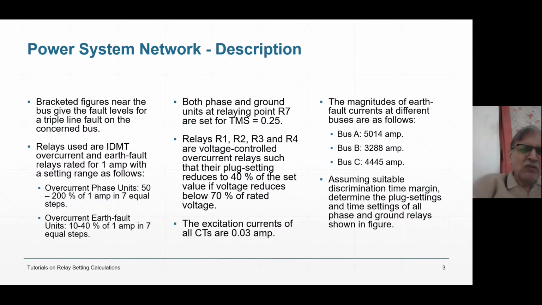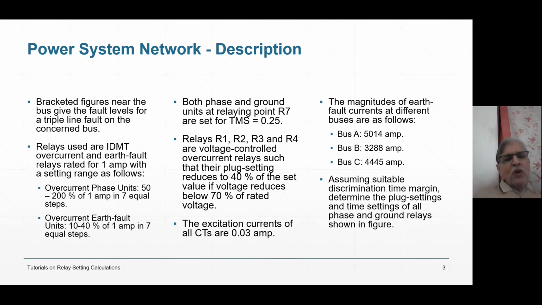the power system network description is like this, that the bracketed figures are showing the fault levels for triple line fault on the concerned bus, as we have already told. Relays used are IDMT overcurrent and earth fault relays, rated for 1 ampere with a setting range for overcurrent units 50 to 200% of 1 ampere in 7 equal steps. And for earth fault units, the setting range is 10 to 40% of 1 ampere in 7 equal steps.